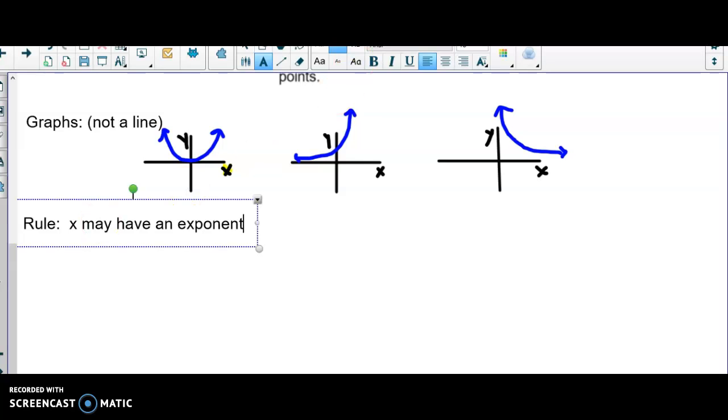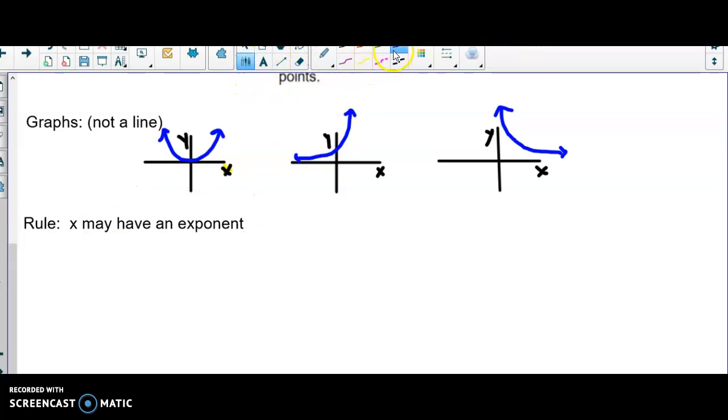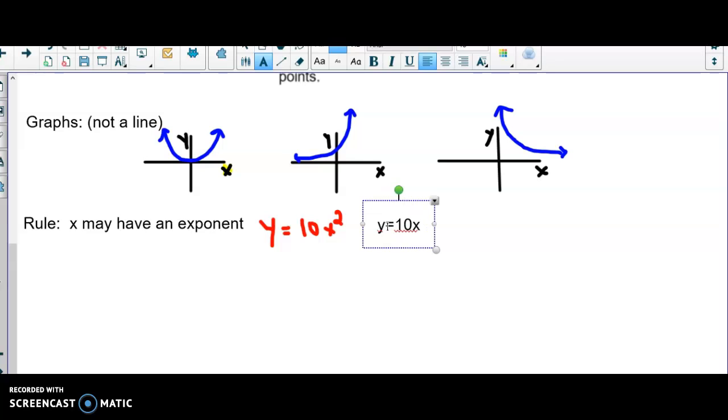Right? That's one thing you might have. So let's see, a rule for that might look like this. It might look like, let's do red, y equals, let's say the x has an exponent, maybe like 10x squared. That 2 up top, that little 2 up top, that's called an exponent. Y equals 10x squared, right? If you're wondering what that looks like if you were to type it, that's what it looks like, 10x squared.